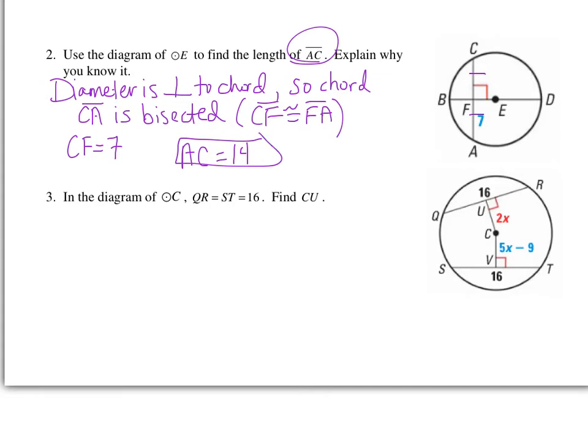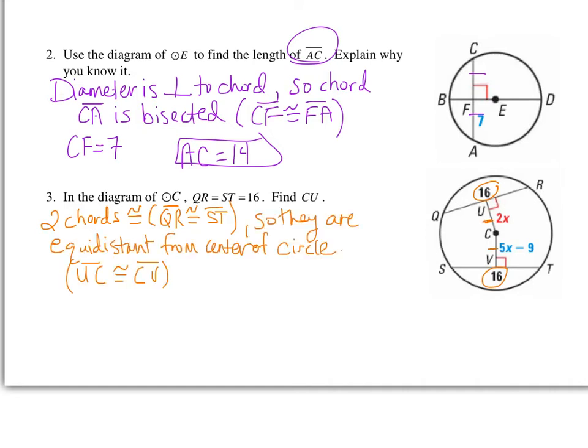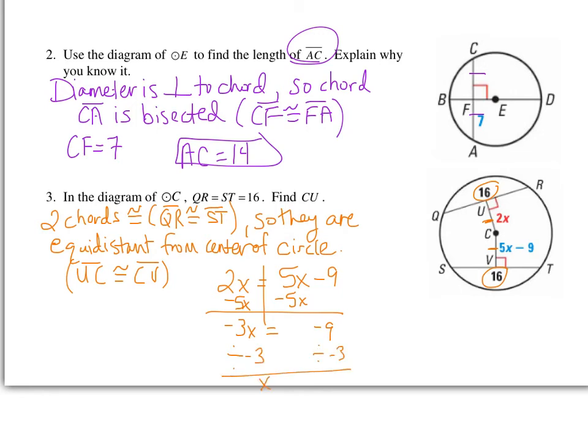In number 3, we can see that we have two chords that are congruent, which then tells us that they are equidistant from the center of the circle. Since they are equal distances to the center of the circle right here, that means that we have 2x is equal to 5x minus 9, and then we can solve for x. So subtract your 5x to the other side. So we get negative 3x equals negative 9. We can get rid of our negative 3 by dividing by it. So we get x equals a positive 3.